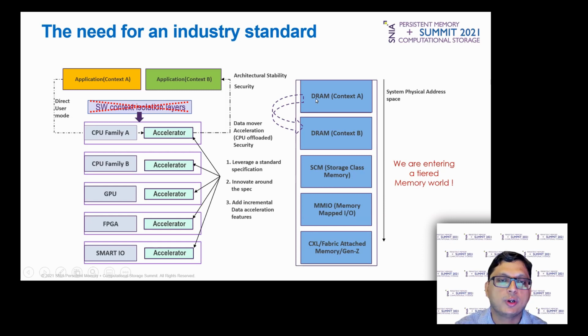And in doing so, we don't want to restrict ourselves to data movement and acceleration in the DRAM memory space. We also want to expand to different tiers of memory on this, whether they are storage class memory or memory behind I/O devices, or memory attached to CXL links and fabric links like Gen Z.